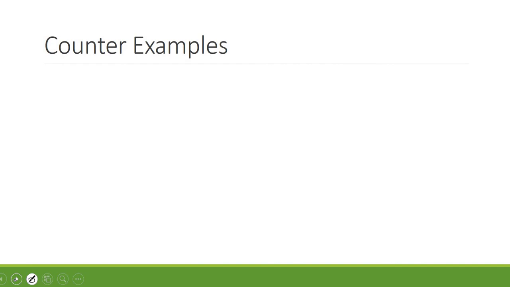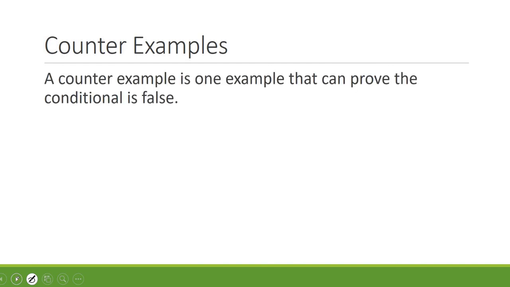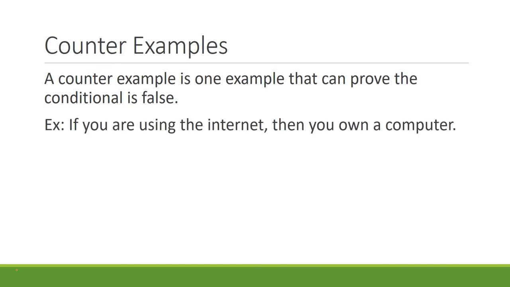Counterexamples. One way to prove a conditional statement as false is to give a counterexample. It's one example that can prove that the conditional, or the if-then statement, is false. So, here's my conditional statement. If you are using the internet, hypothesis, then you own a computer, conclusion.